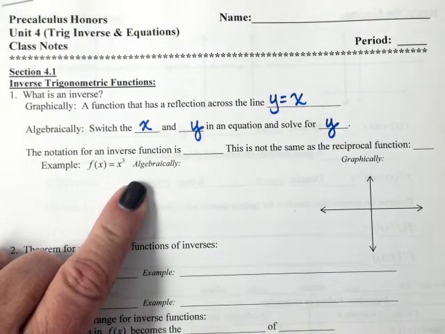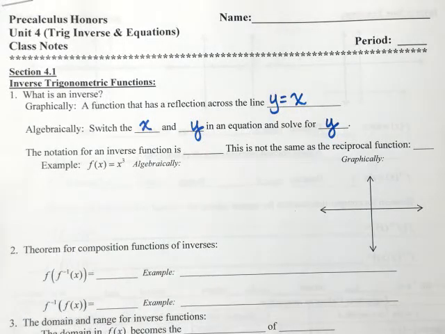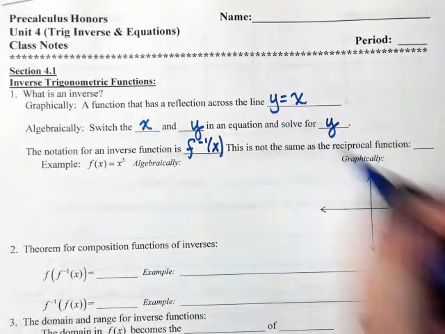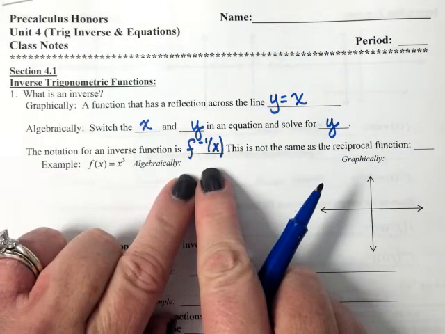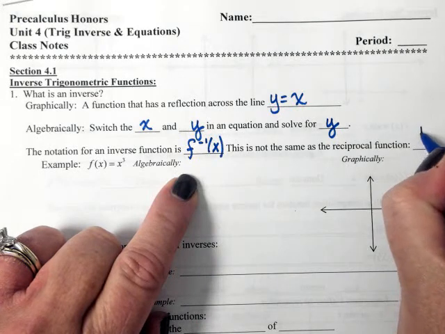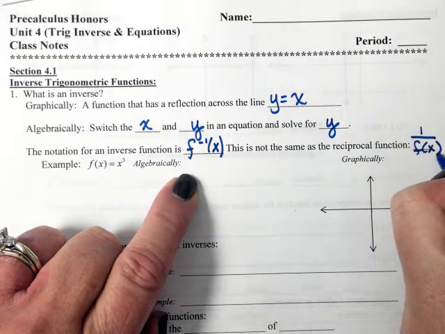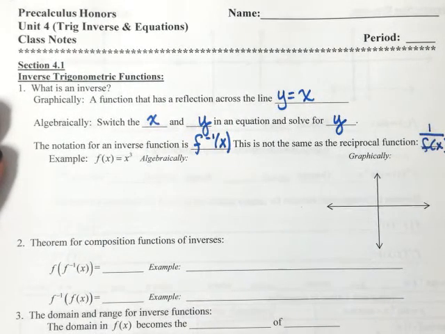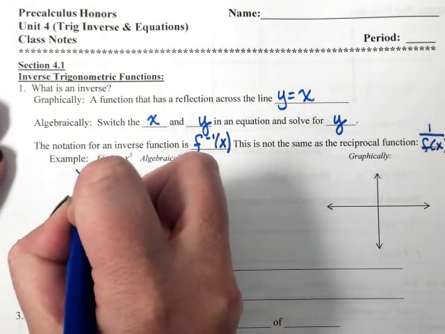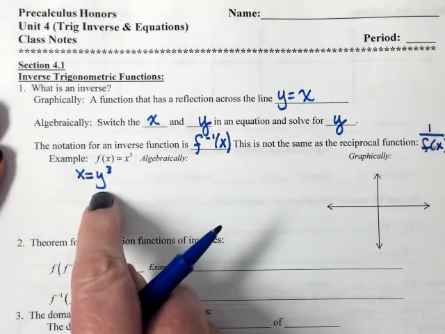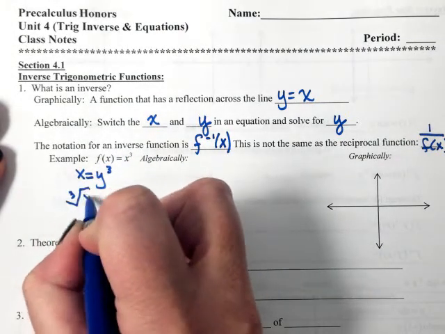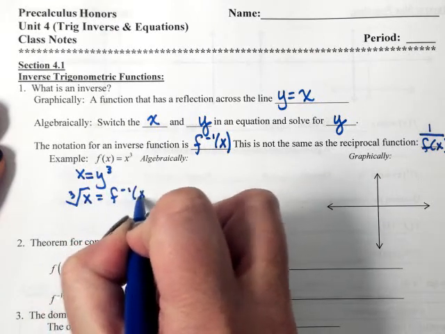Remember, notation-wise, the way we represent inverses in function notation is f raised to the negative first exponent of x. Remember, this does not mean you're going to take the reciprocal. It's not the same as 1 over f of x. So if you take a look at f of x equals x to the third and you want to find the inverse function, you would switch the x and the y. I'd rewrite this equation as x equals y to the third, and then I would take the cube root of both sides. So the cube root of x is my inverse function for x to the third.